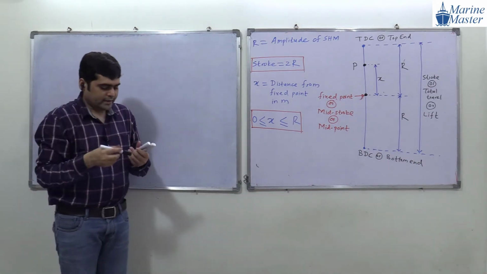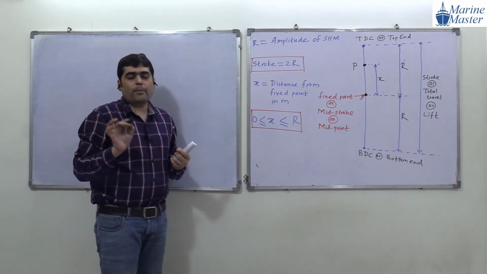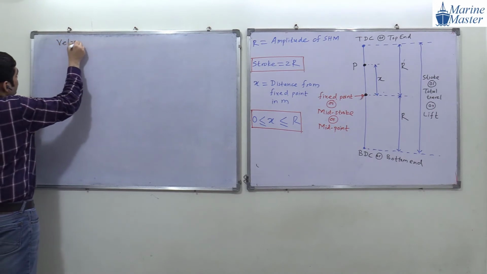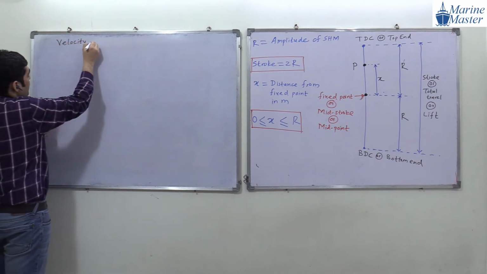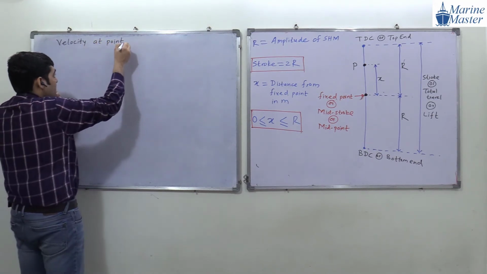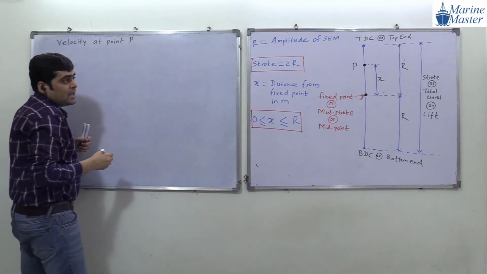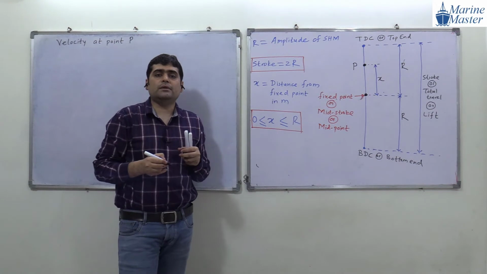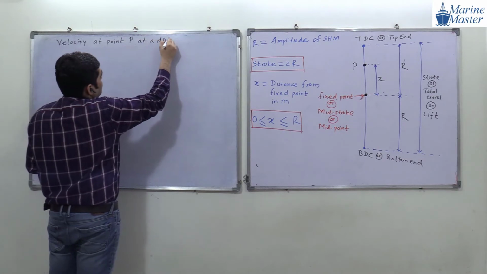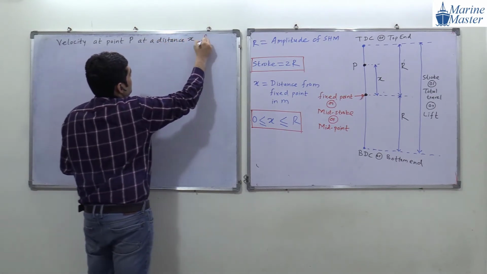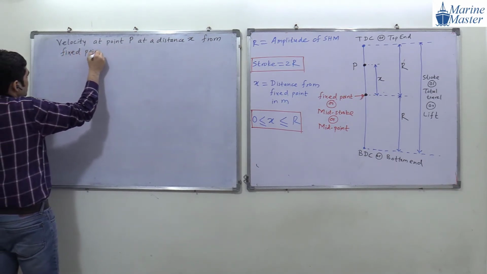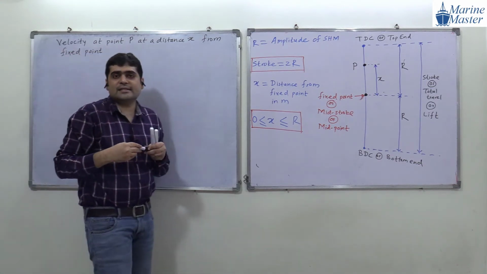Now everyone, try to see the scenario here. Next point: velocity at point P. Point P is at a distance x from the fixed point. So velocity at point P at a distance x from the fixed point.